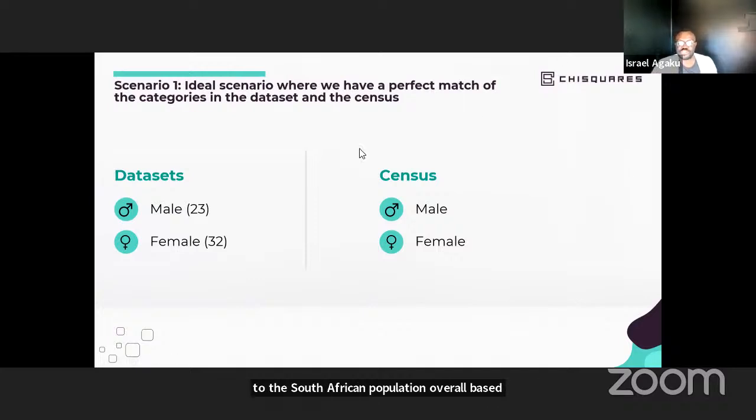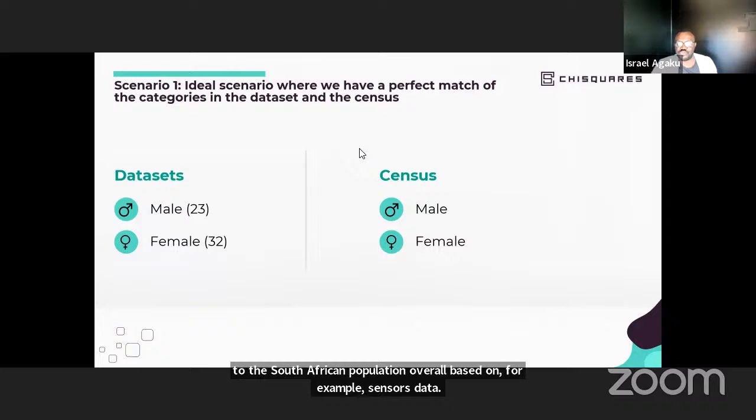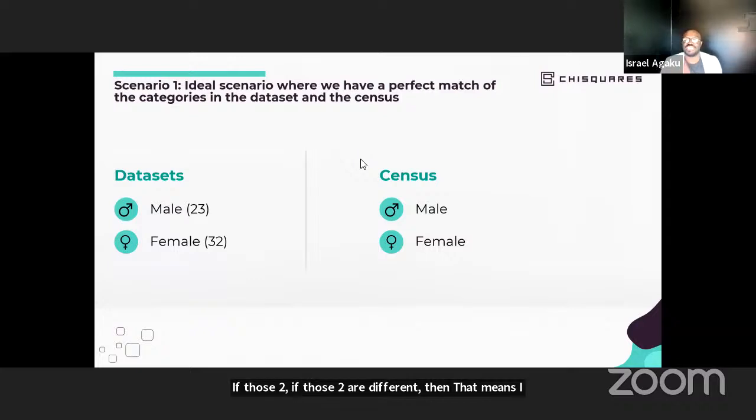If those two are different, then that means I have to weigh the data, right? So that's how you select the variables that you're going to weigh on. They are like demographic variables, and you have to make sure that you have information for those variables in the census too. Now, there are some things that might happen when you are trying to weigh your data. The ideal scenario is that the categories for your variable are the exact same categories in the census data or wherever you are using as a reference population.